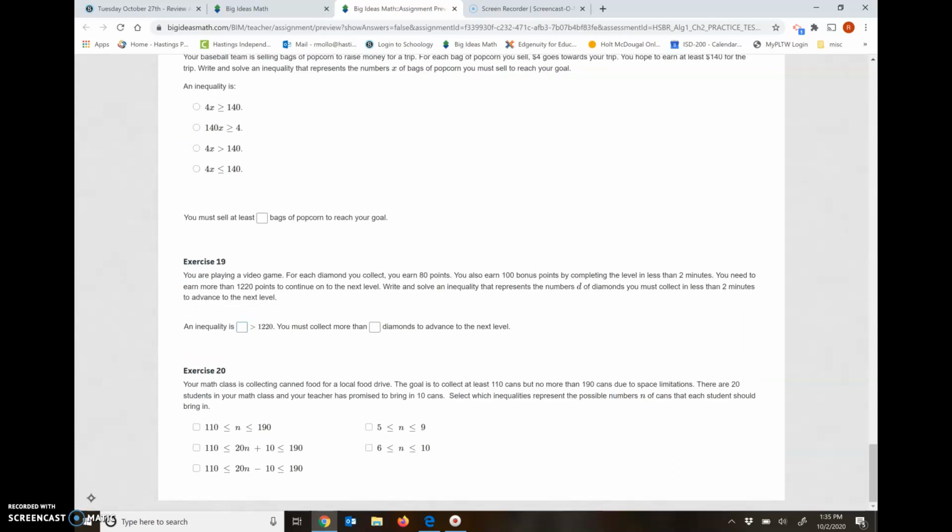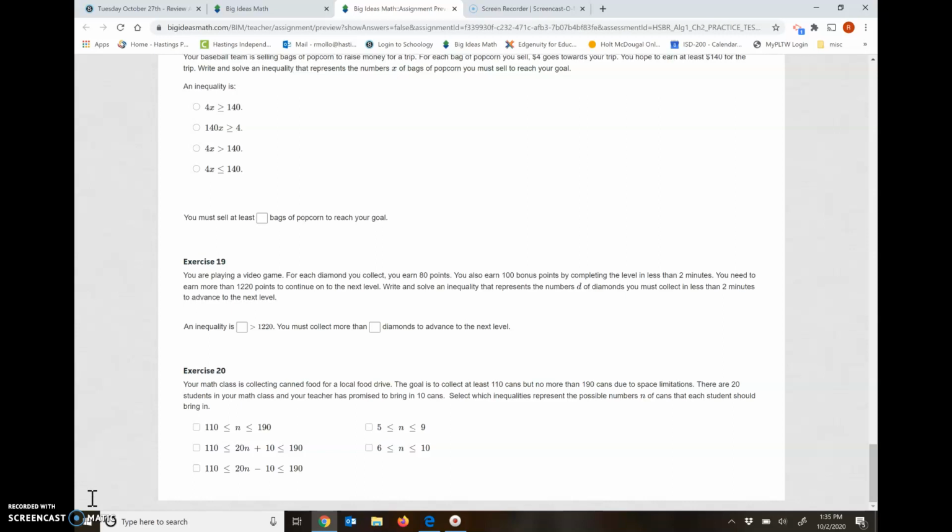So based on the words it gives you, you're playing a video game. For each diamond you collect, you earn 80 points. You also earn 100 points for finishing it in less than 2 minutes. You need to earn at least 1,220. So it kind of gives you that there. Also make sure that you see that it gives you the 1220 right here. So don't put that in the box. Otherwise, then it looks like you wrote 1220 twice. So it'll mark it wrong.